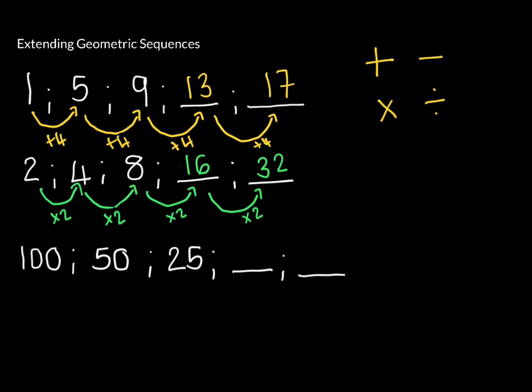So I'm trying to find a pattern for each of these. But what about this last one? Let's have a look at this last one. Now we can see that the numbers are getting smaller.